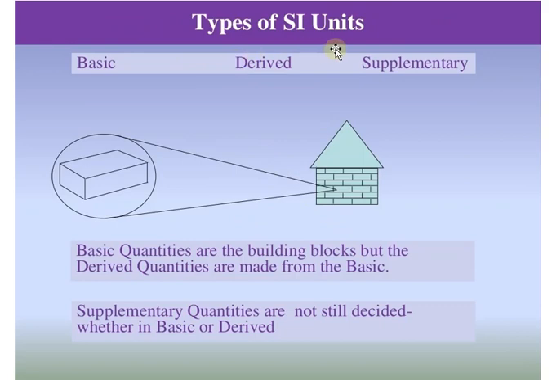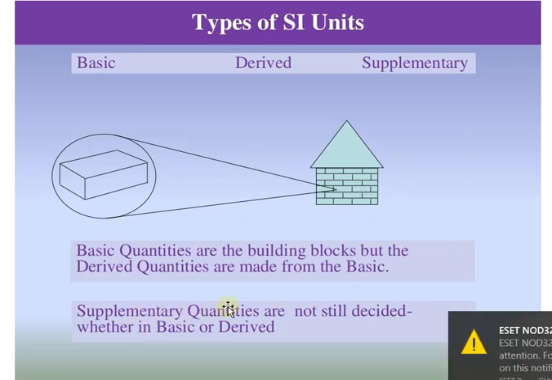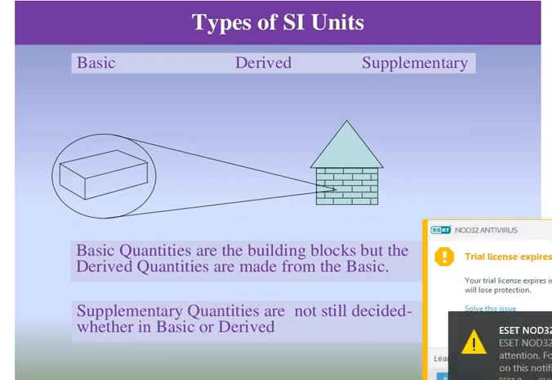Types of SI units or quantities. Basic units come from the basic quantities. Derived units come from the derived quantities. Supplementary units come from supplementary quantities.